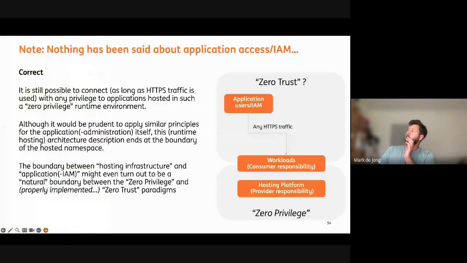And to map back a bit into zero trust at a more generic level, there's still application access, right? This is mostly around the actual runtime. So it's still possible to connect to any application that's hosted in a zero privilege environment. But similar principles should be used on those application environments as well, if possible. But there is a sort of architecture boundary at the hosted namespace in this case, which for us seems to be a logical split between the zero privilege on a runtime environment and then the zero trust on the application level.